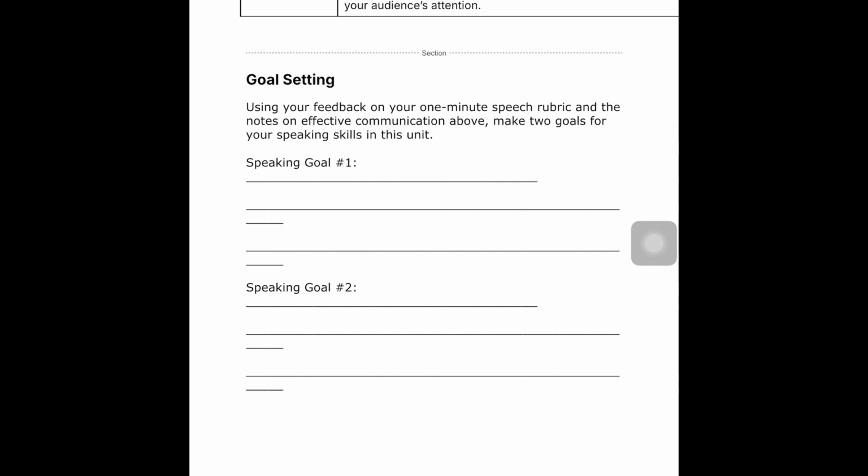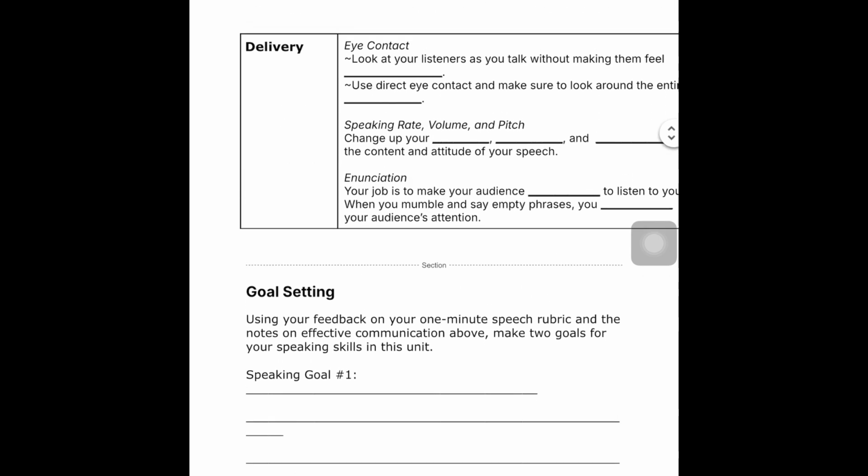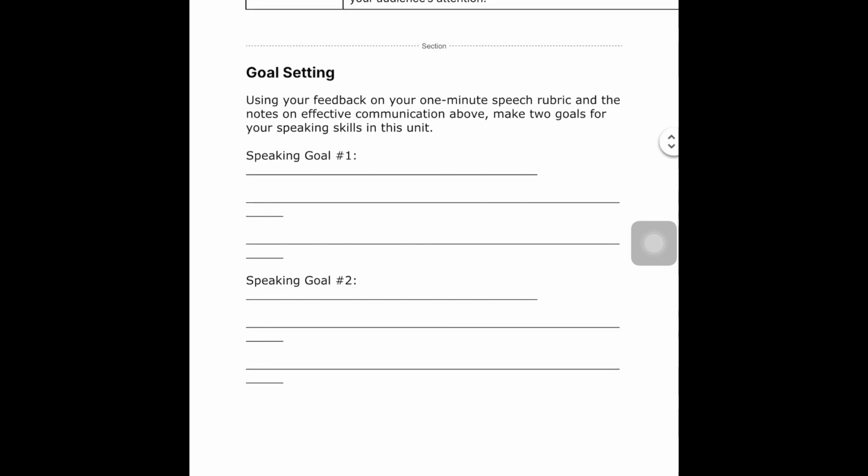for this unit. You're going to use the feedback I gave you on your 1-minute speech, as well as all of these tips for being a good sender or speaker from yesterday, and you're going to make 2 specific goals for yourself for the coming speeches that we're going to do that will be for points. Make sure that your speaking goals are specific based on that feedback or those notes.